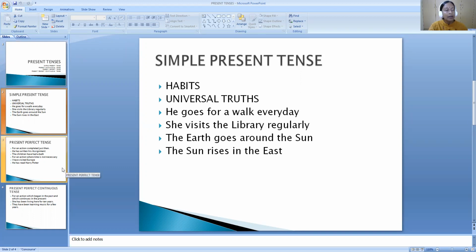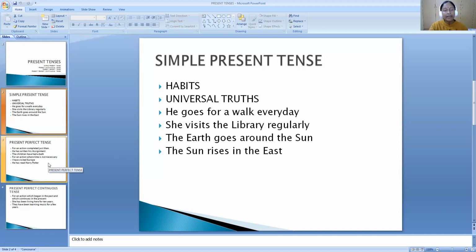So now I have told you a little about the simple present tense. The present continuous tense is very easy to understand, my dear friends. So any action that is in progress, like the children are playing football, or I am listening to music. So for a progressive action, for an action which is continuous, we use the present continuous tense. So I have not made a separate slide for that.